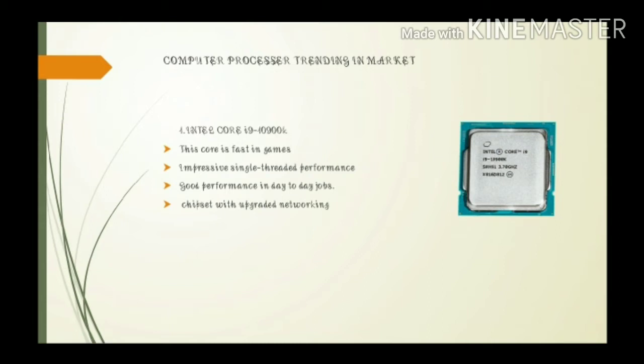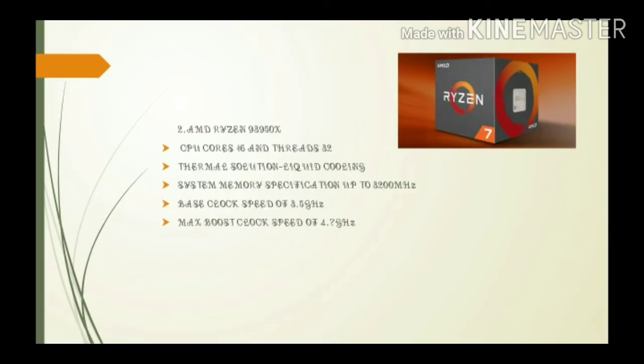Chipset with upgraded networking. The next thing is the AMD Ryzen 9 3950X. This CPU has 16 cores and 32 threads. Other than that, a liquid cooling thermal solution is available, and the system memory specification goes up to 3200 MHz. Base clock speed is 3.5 GHz, and it can boost to a maximum clock speed of 4.7 GHz.